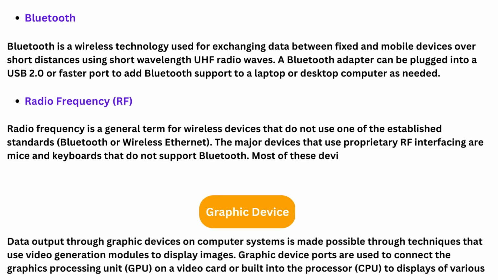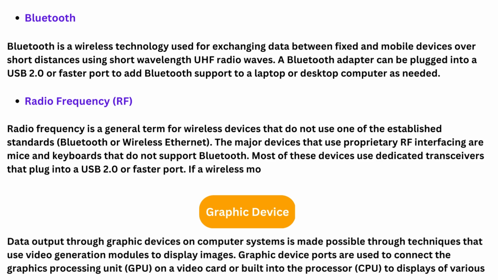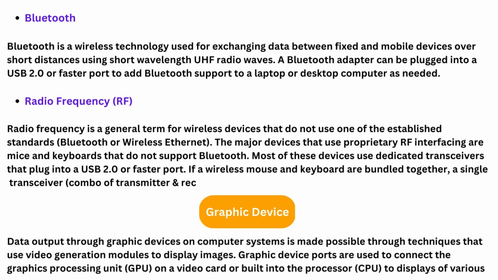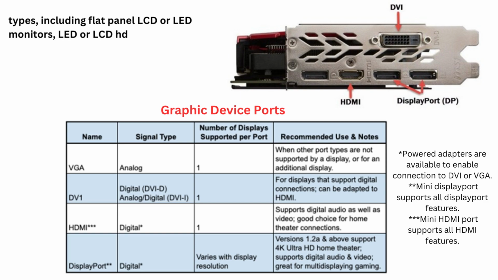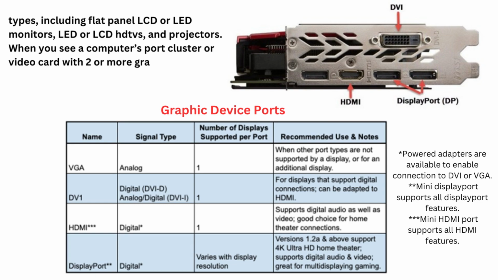Graphic device. Data output through graphic devices on computer systems is made possible through techniques that use video generation modules to display images. Graphic device ports are used to connect the graphics processing unit, GPU, on a video card or built into the processor, CPU, to displays of various types, including flat panel LCD or LED monitors, LED or LCD HD TVs, and projectors. When you see a computer's port cluster or video card with 2 or more graphic device ports, you can connect at least 2 displays to the system.